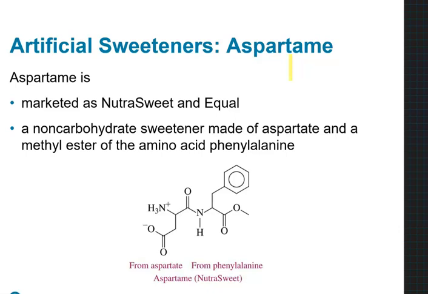Now, aspartame is not a carbohydrate-based sweetener. Can you see that? It's pretty obvious, right? Does that make sense? It's pretty much a combination of two amino acids, okay? Aspartate and modified phenylalanine.